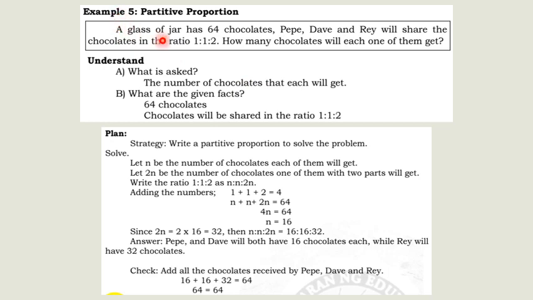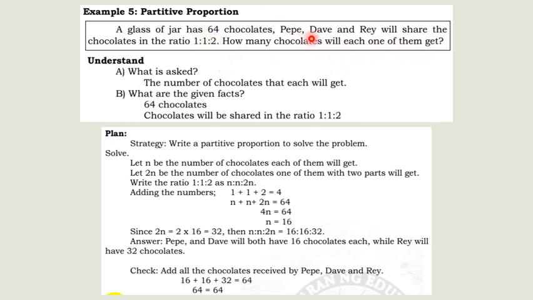And, ang last type ng ating proportion ay tinatawag na partitive proportion. So, pag sinabi nating partitive, nagpaparte. So, pinaparte po, sinishare po natin. So, for example, a glass jar has 64 chocolates. Pepe, Dave, and Ray will share the chocolates in the ratio 1:1:2. Ang isang tatandaan nyo sa partitive proportion, hindi lang siya dalawa yung proportion. May given siya na madalas ay tatlong proportion or more. So, how many chocolates will each one of them get?